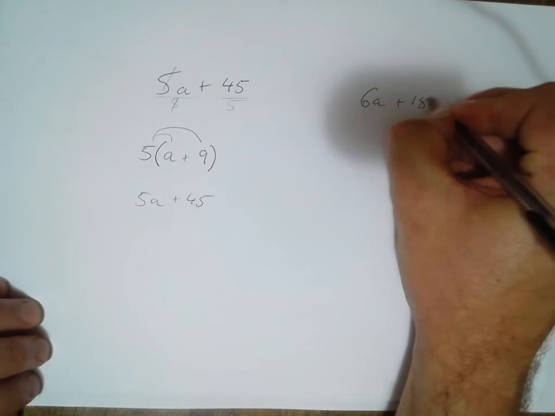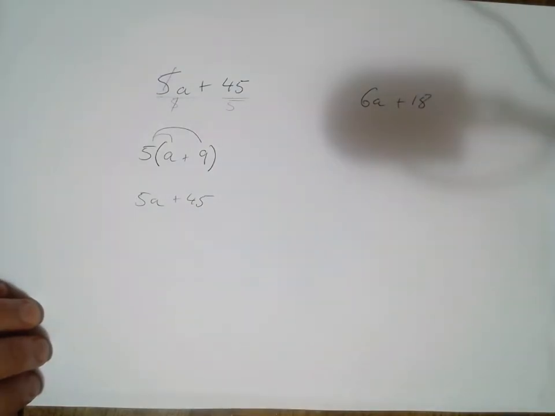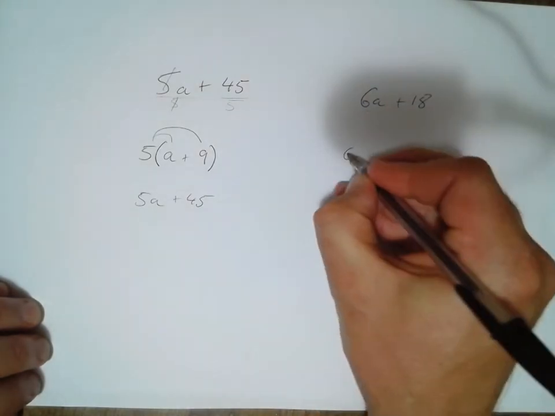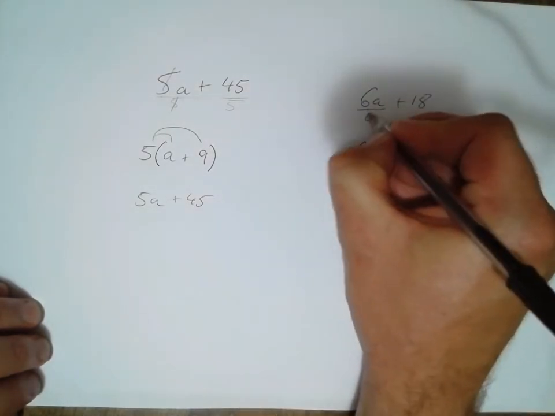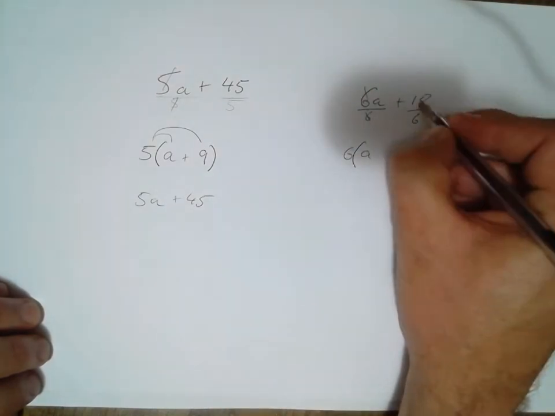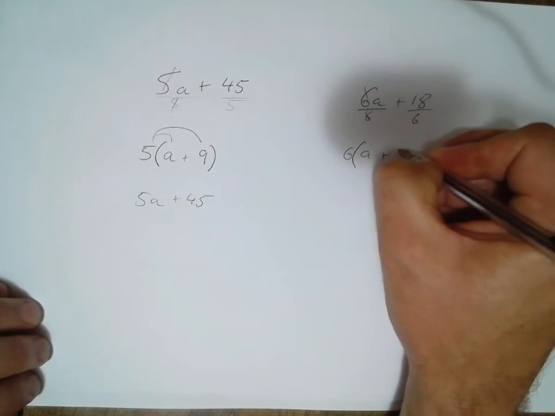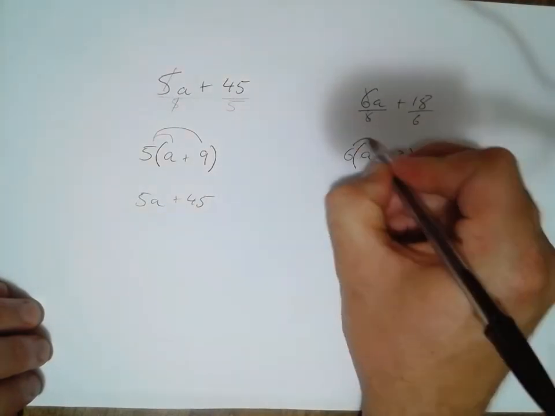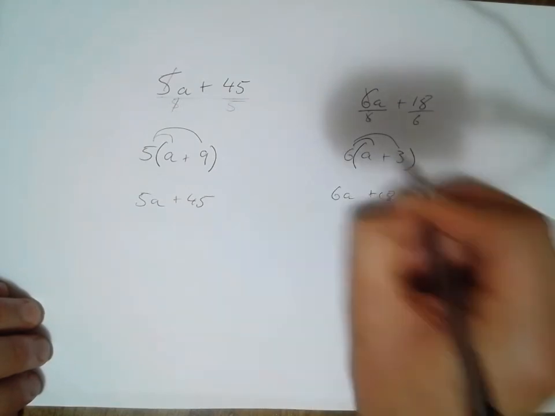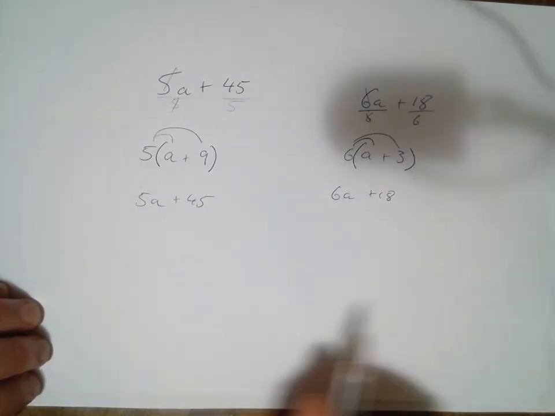Alright, so we'll do another simple one over here. 6a plus 18. Alright, so straight up I should be able to go, okay, well there's a 6 in this one and 6 goes into that, so 6 goes outside. Divide that by 6, I get A. Divide that by 6, I get 3. Right, and again I can test it. 6 times A plus 6 times 3 is 18.